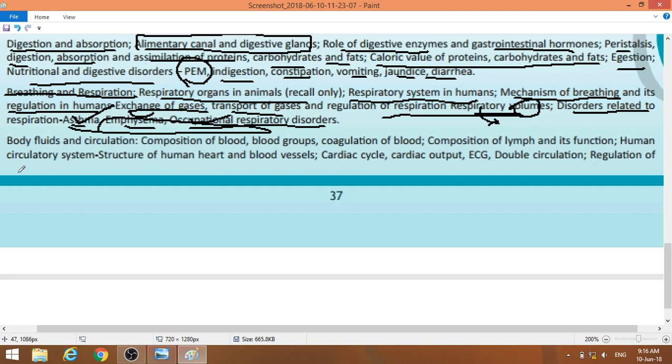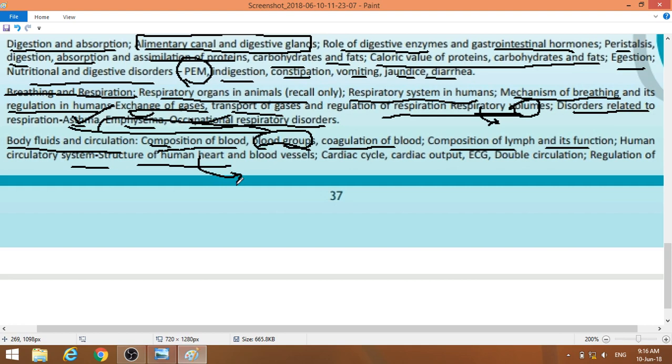questions. Then you have to study body fluids and circulation, the composition of blood. In composition of blood, you have to study plasma, blood cells, RBC, WBC, platelets. Blood groups, again a question came from here, 2 questions in fact. Then you study coagulation of blood, composition of lymph and its function, human circulatory system, structure of the human heart. Again a question came from here.